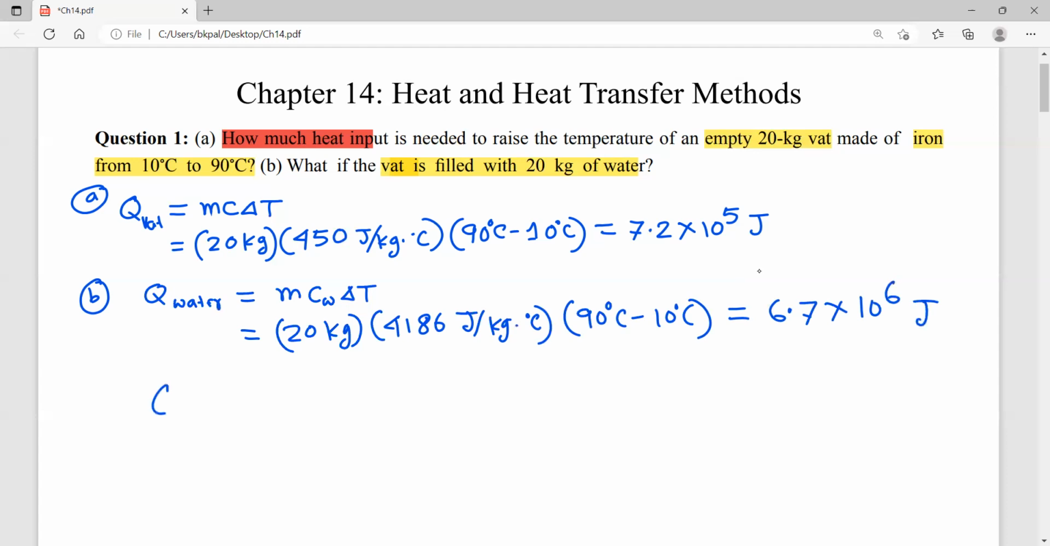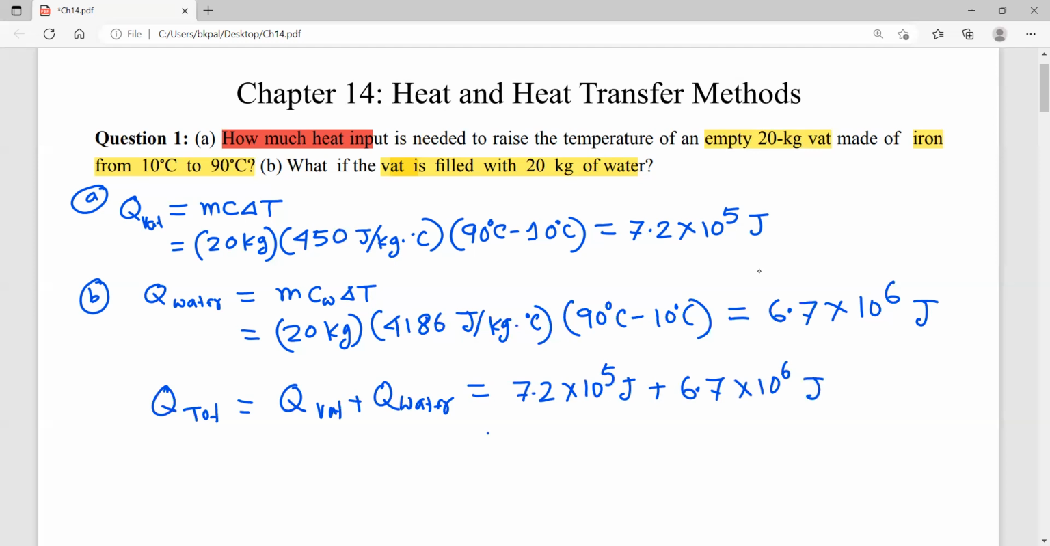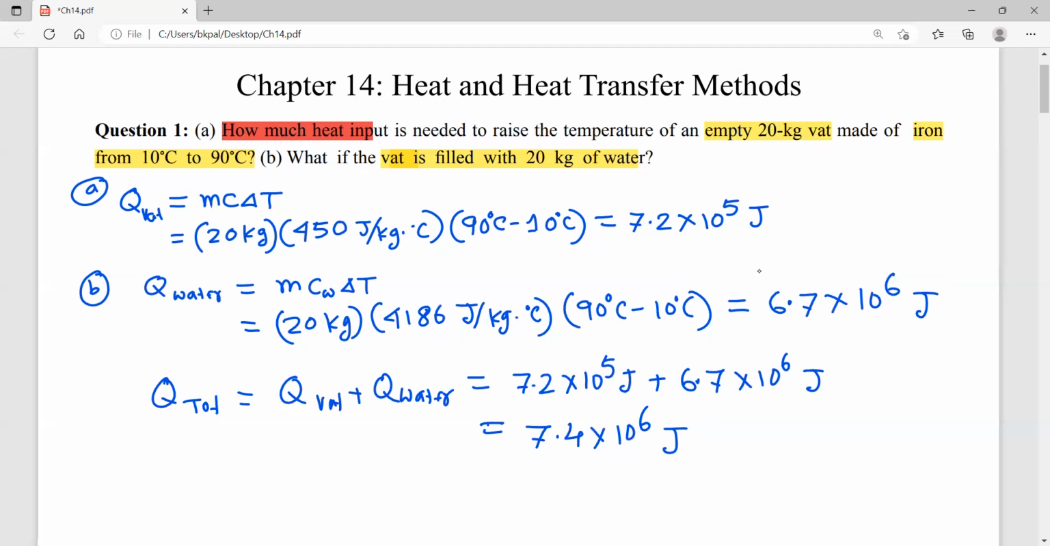So the total heat we need is Q vat plus Q water. When there is water in the vat, the total heat we need is 7.2 times 10 to the power 5 joule plus 6.7 times 10 to the power 6 joule. Altogether, it is 7.4 times 10 to the power 6 joule. And this is the answer for the second one.